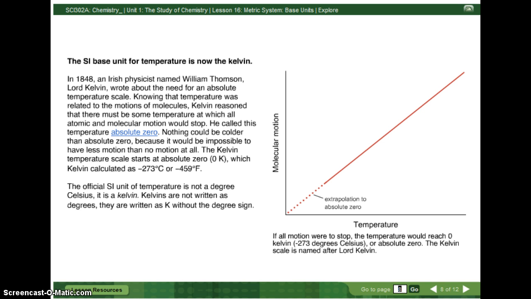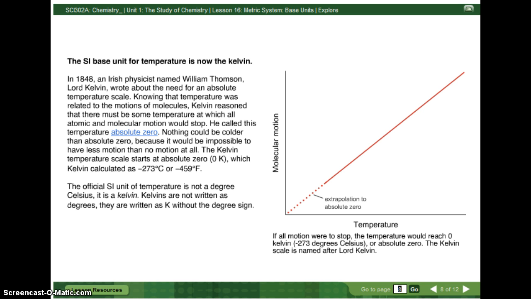Nothing could be colder than absolute zero, because it would be impossible to have less motion than no motion at all. The Kelvin temperature scale starts at absolute zero, 0 degrees Kelvin, which Kelvin calculated as negative 273 degrees Celsius or negative 459 degrees Fahrenheit.